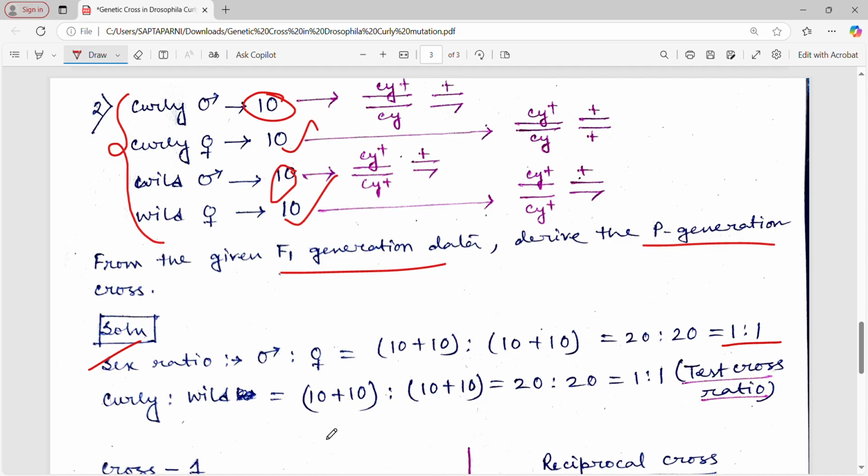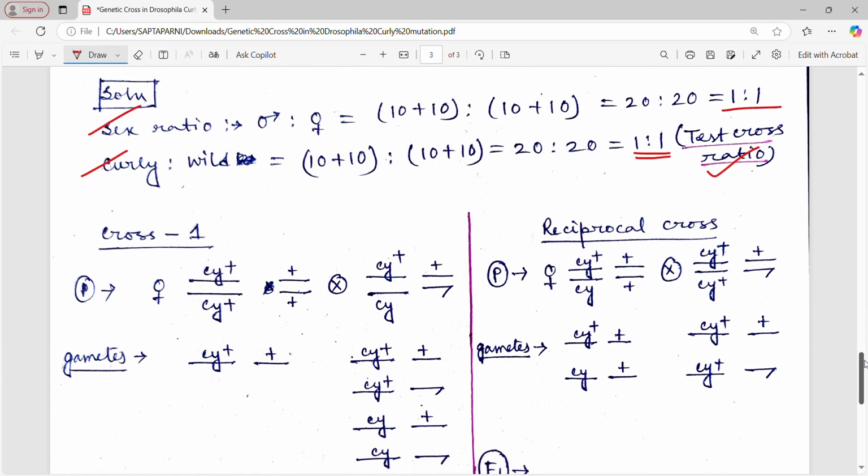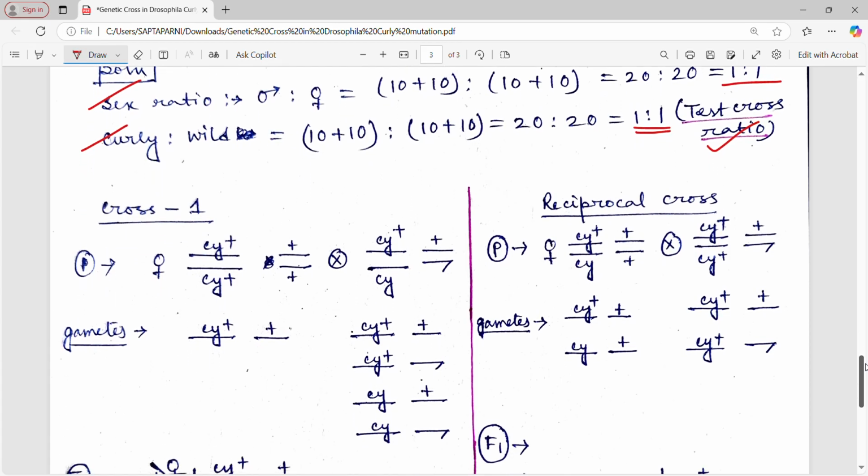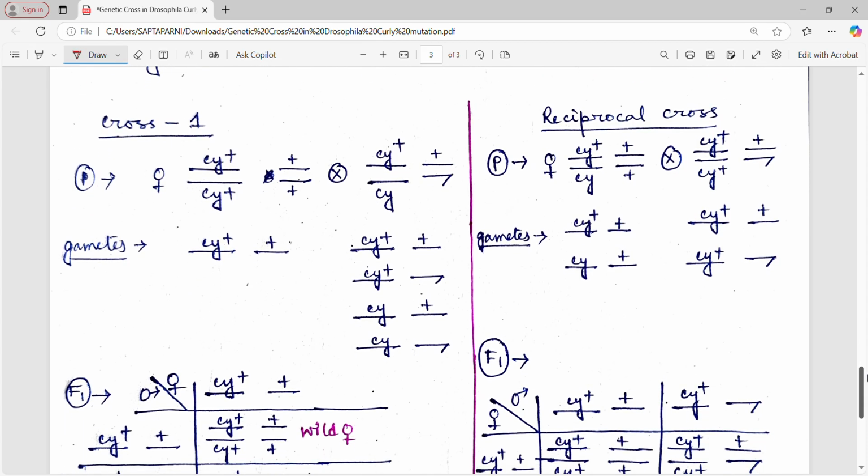Now the phenotypic ratio, Curly to wild type: how many Curly are there? 10 plus 10, 20, and how many wild types are there? 10 plus 10, 20. So it is also 1:1. Now we know that 1:1 is the test cross ratio. Okay. So in case of a test cross, we know that one parent should be homozygous recessive in nature. Okay, so here we can do two crosses. One is the simple cross and another one is the reciprocal cross. In the first cross we will take one parent as homozygous recessive, because it is the rule or the characteristic of any test cross.